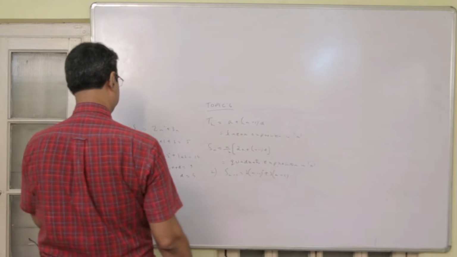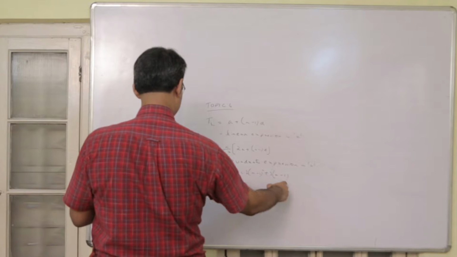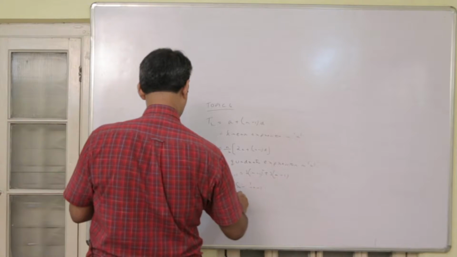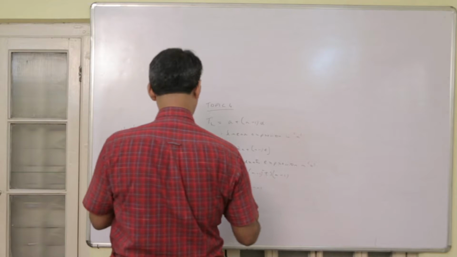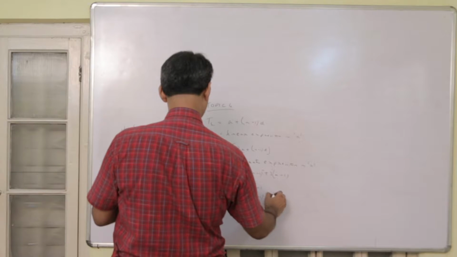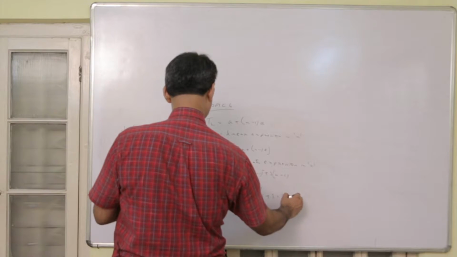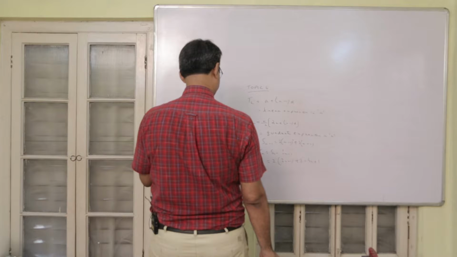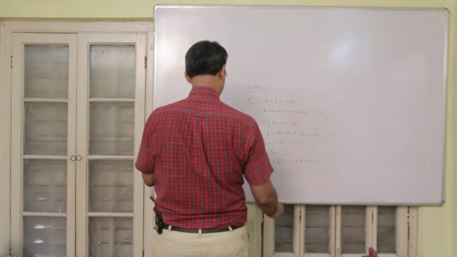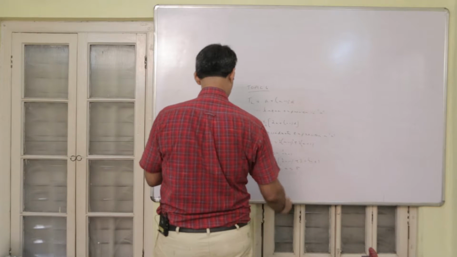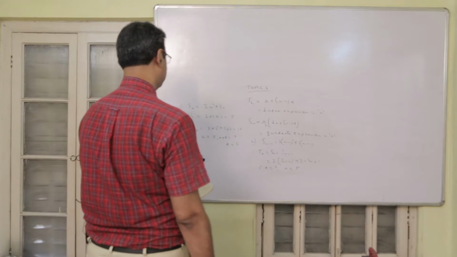Suppose Sn minus 1, if I write like this, 2 into n minus 1 square plus 3 into n minus 1. Then the nth term will be Sn minus Sn minus 1. So the nth term will be 4n plus 1. So you can see that the common difference is 4 and the first term is 5. So you can find it like this also.